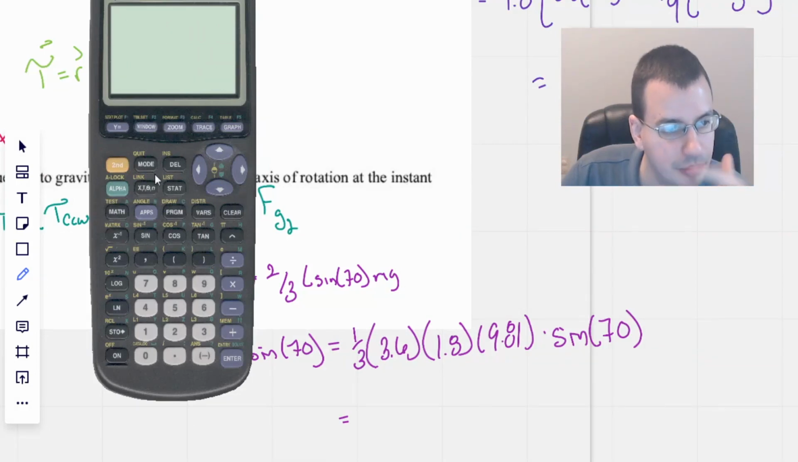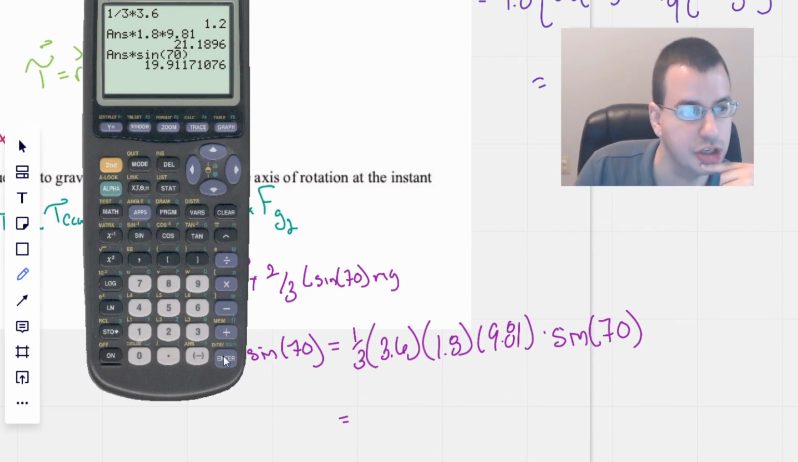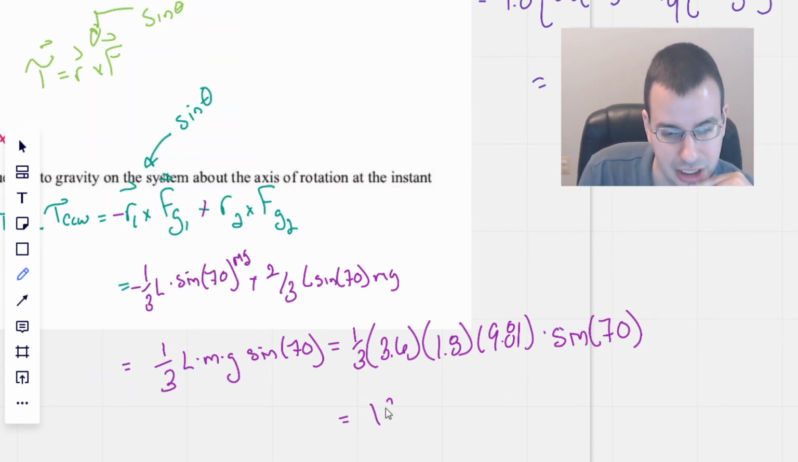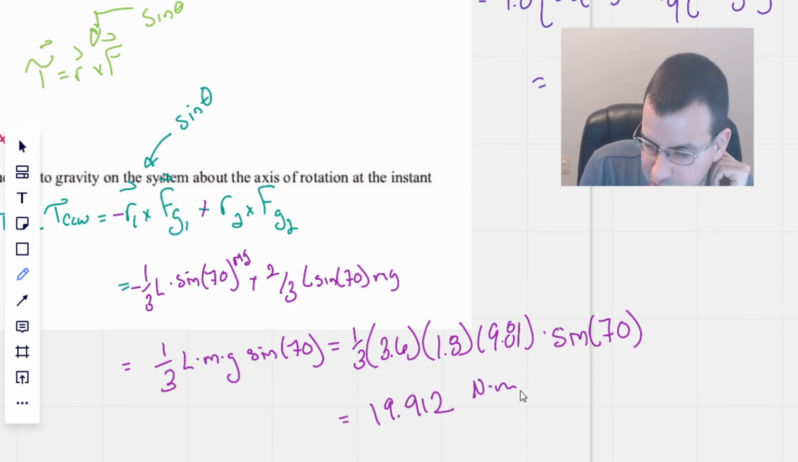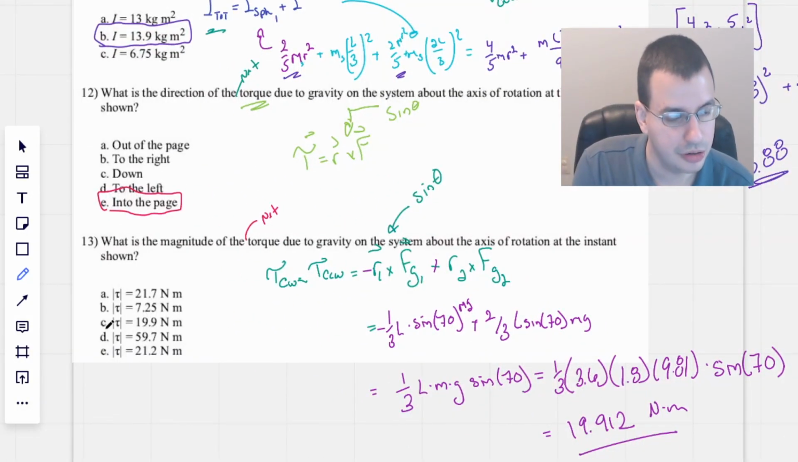So let's clear this and make sure we're still in degrees. 1 divided by 3 times 3.6 gives 1.2, times 1.8, times 9.81, times sine of 70. So we have 19.912. This is going to be in Newton meters, because that's what torque is measured in. And we have 19.9. This one right here.